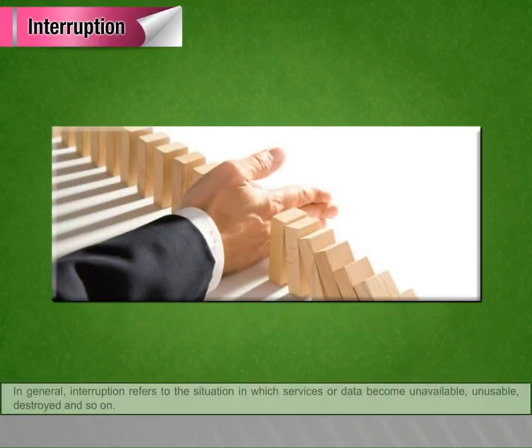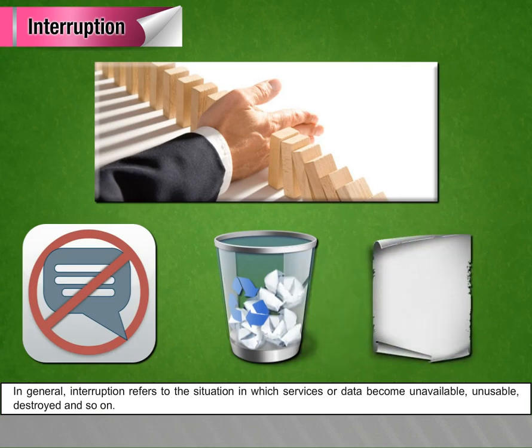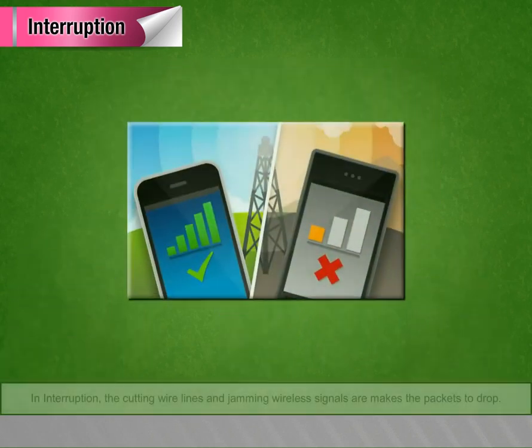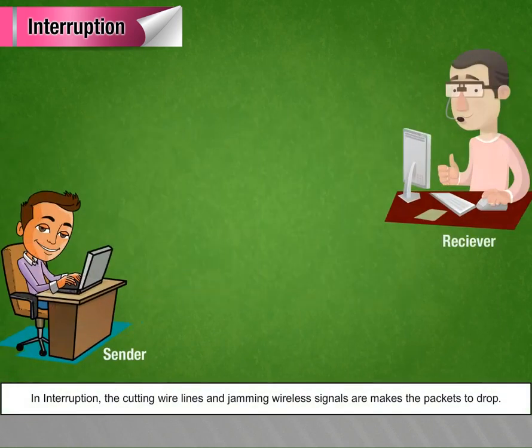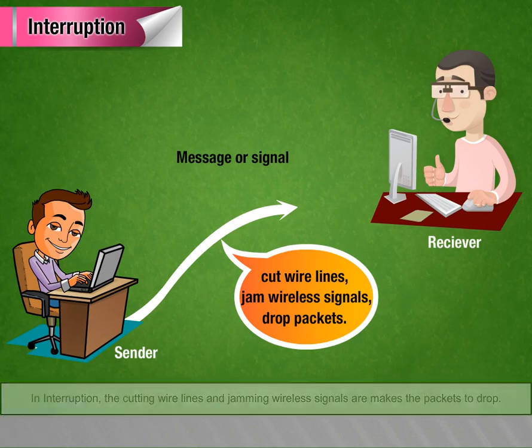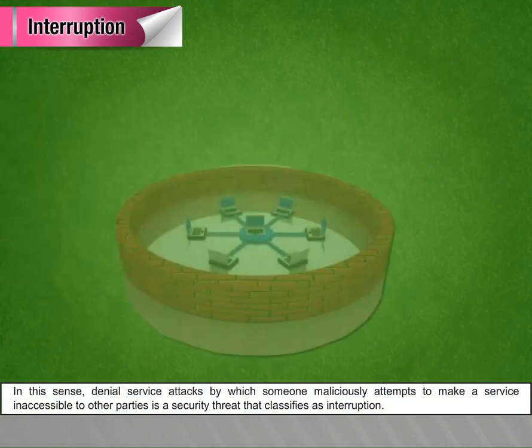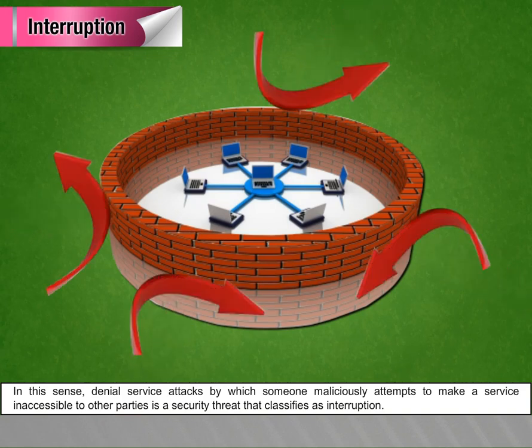Interruption. In general, interruption refers to the situation in which services or data become unavailable, unusable, destroyed, and so on. In interruption, cutting wire lines, jamming wireless signals, or making packets drop. In this sense, denial of service attacks, by which someone maliciously attempts to make a service inaccessible to other parties, is a security threat that classifies as interruption.